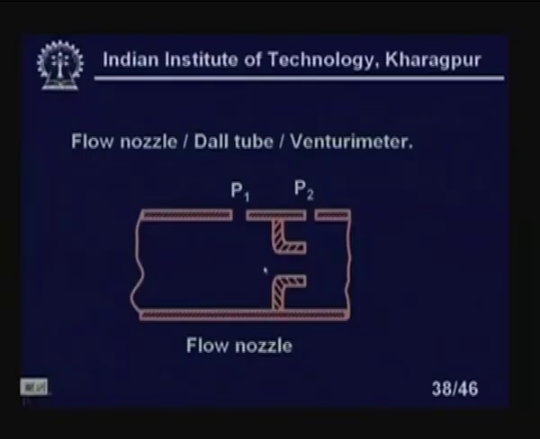This is a flow nozzle, you can see its shape is like this. This is called a flow nozzle. We have the upstream pressure tap here, and the downstream pressure tap just at the end of the nozzle, outside the pipe. This is the upstream pressure tap.